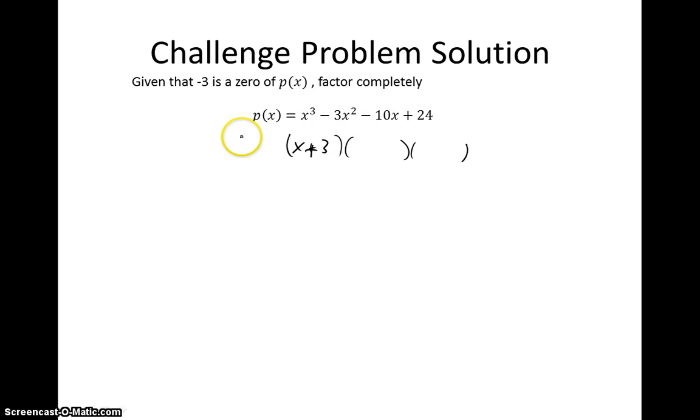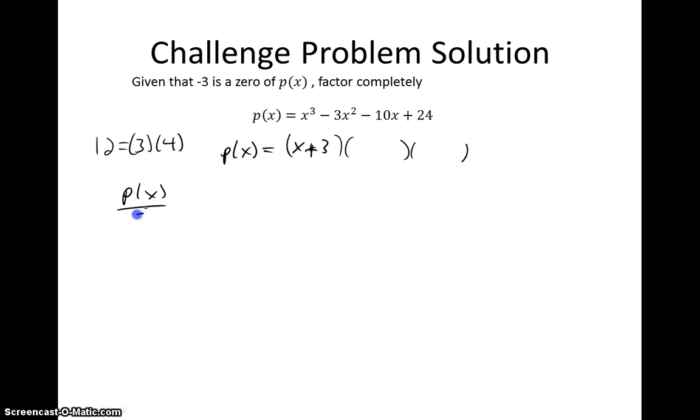So what that means is that p of x is going to be equal to x plus 3 times two other factors. So it's going to be x plus 3 times some quadratic. If we can figure out what that quadratic is, then we should be able to factor it. Since x plus 3 goes evenly into p of x because it's a factor, just like 3 is a factor of 12, right? 12 equals 3 times 4.